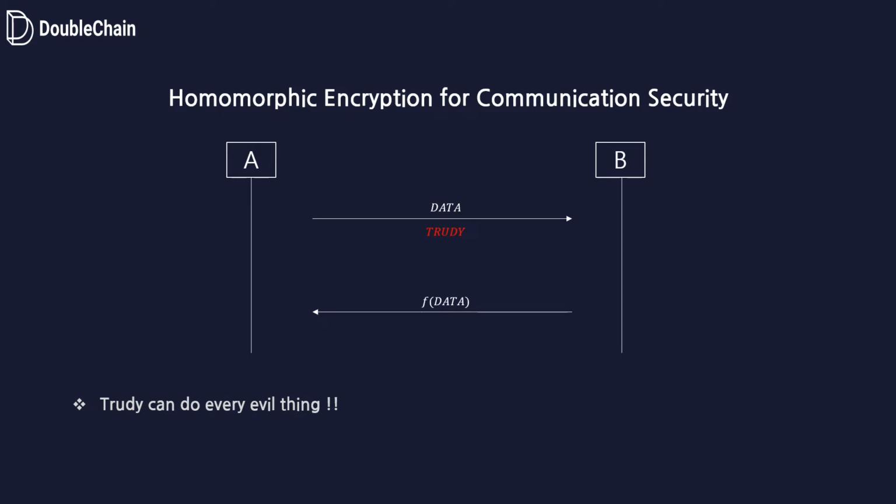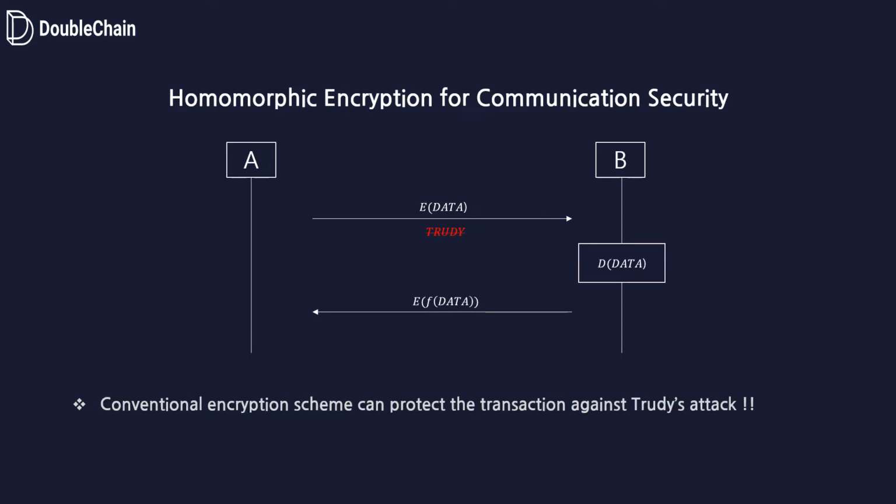But in this case, someone like Trudy, who is evil, can intercept the data and can do every evil thing because he is evil. To avoid this danger, Alice sends the data in encrypted form. Then Bob decrypts this data, performs necessary operations, encrypts the result, and sends them back to Alice. Now Alice decrypts the result and obtains what she wants. In the whole process, Trudy can intercept the messages, but cannot do anything because the messages are encrypted.